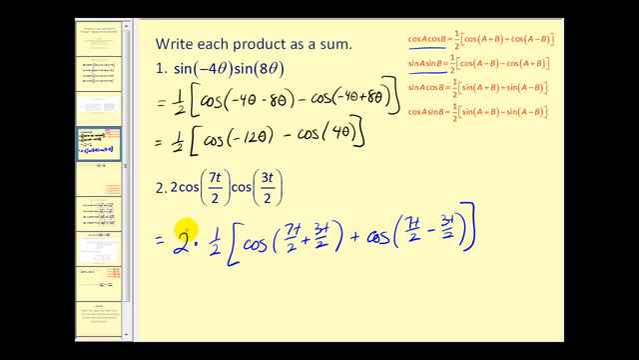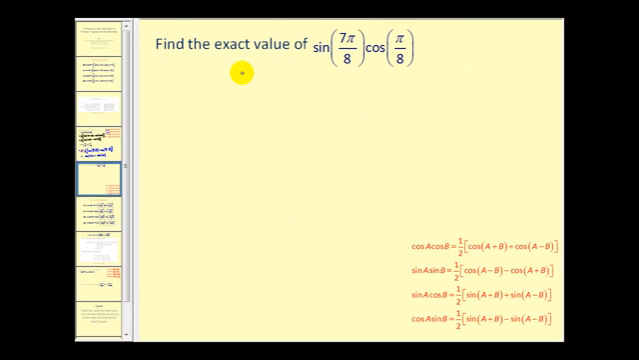These simplify out, and we're left with cosine of, this would be 10t over 2 or 5t, plus cosine of 7t over 2 minus 3t over 2, which would be 4t over 2 or just 2t. Again, we've rewritten this product as a sum. Here's another type of problem.